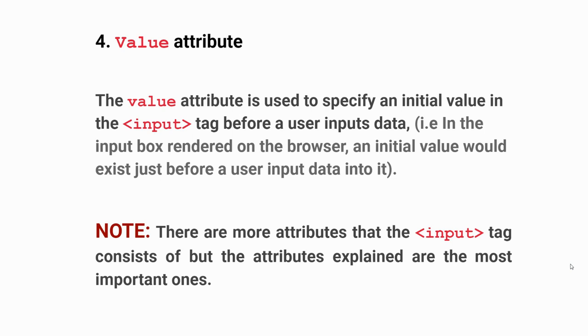Note, there are more attributes that the input tag consists of. Aside from the type attribute, name attribute, ID attribute, and value attribute, there are much more attributes. There are a lot. But the most popular ones that most developers work with are these four, at least majorly these four. Any other one could be for some sophisticated kind of functionalities on the forms, which we would not get into now, probably later on in the future.